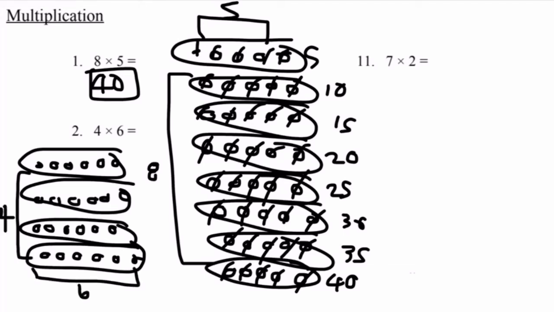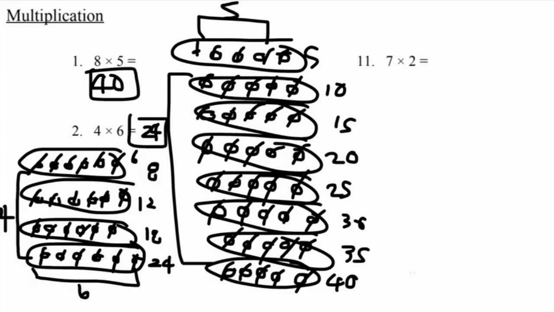Now let's add it all together to find our final answer. 1, 2, 3, 4, 5, 6. 7, 8, 9, 10, 11, 12. 13, 14, 15, 16, 17, 18. 19, 20, 21, 22, 23, 24. 4 groups of 6 represents 24 circles, meaning that 4 times 6 equals a total of 24.